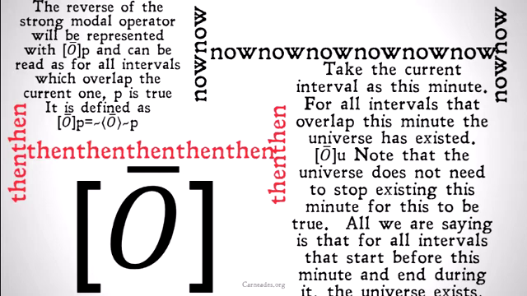So, the reverse of the strong modal operator will be represented with O with a line over it, P in those square brackets, and can be read as for all intervals which overlap the current one, P is true. It is defined, as with all of the strong operators, with the double negations on either side of that possibility bracket. Take the current interval as this minute. For all intervals that overlap this minute, so start before and end during this minute, the universe has existed. Note that the universe doesn't need to stop existing this minute for this to be true. All we are saying is that for all the intervals that start before this minute and end during it, the universe exists. Depending on if you think that time extends back before the universe existing, this may or may not be a true proposition, but hopefully at least it illustrates the point.